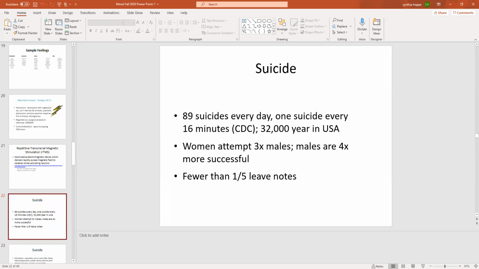Suicide. More women try, more men succeed. Why do more men succeed? They usually choose much more lethal methods, and usually what they choose is something that you can't intervene with, like a gunshot wound. Fewer than 20% leave notes. However, they may say things or give away things that might be a clue.